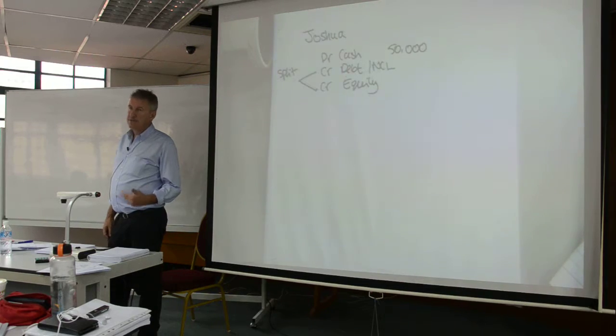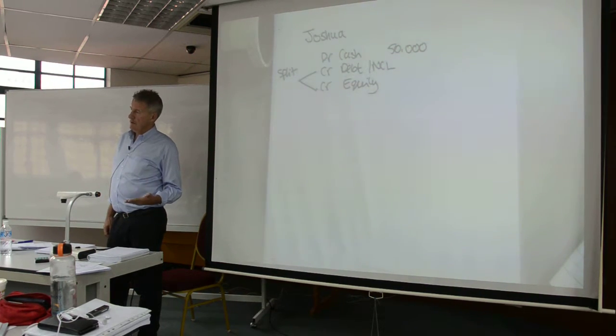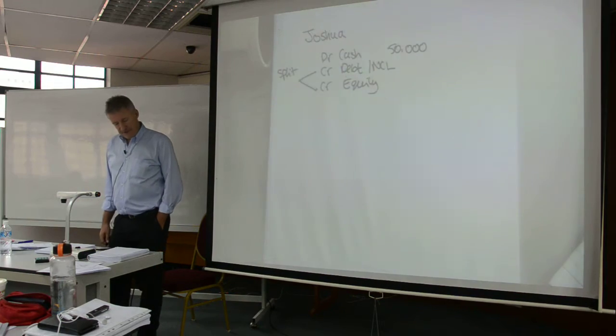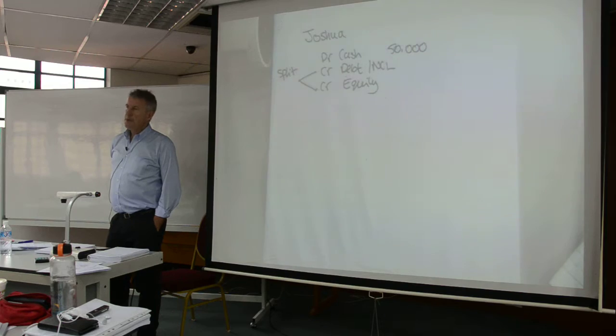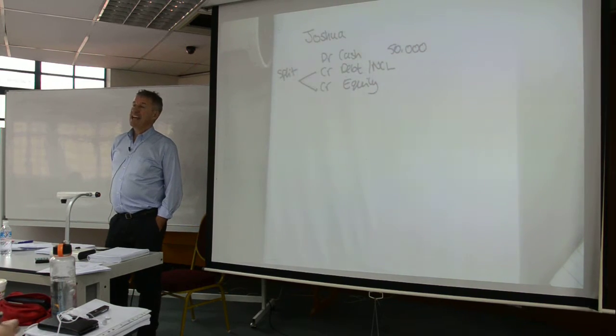Issued a 3-year convertible bond, issued at par. Because the bond is issued at par, there is no premium. There is no discount. It is issued for 50 million. No issue costs. So the proceeds of issue are 50. The coupon rate is 10%. So therefore we are paying out 5, 5, 5 every year.